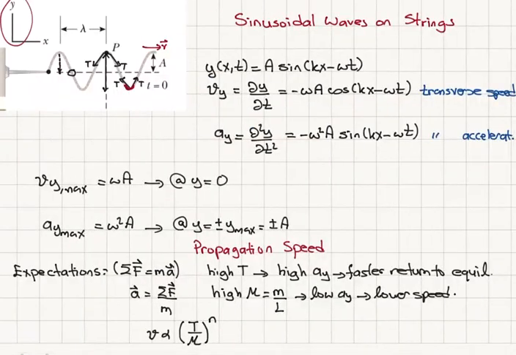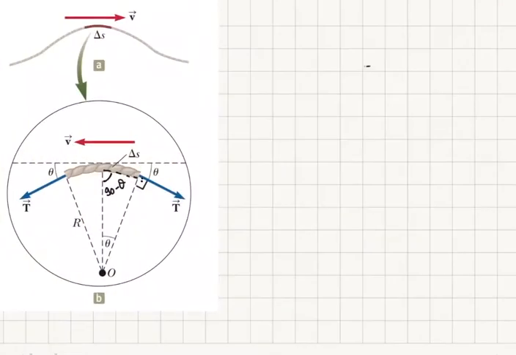Okay, so if I look at the dimension of tension, tension is a force, so it is mass times length divided by time squared. This is kilogram meters per second squared. That comes from Newton's second law, F equals ma.